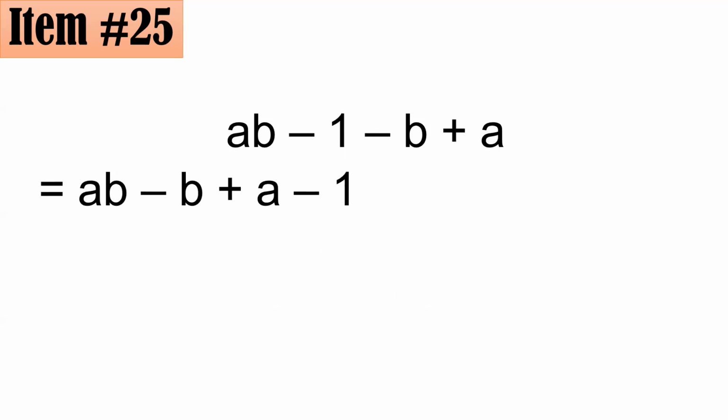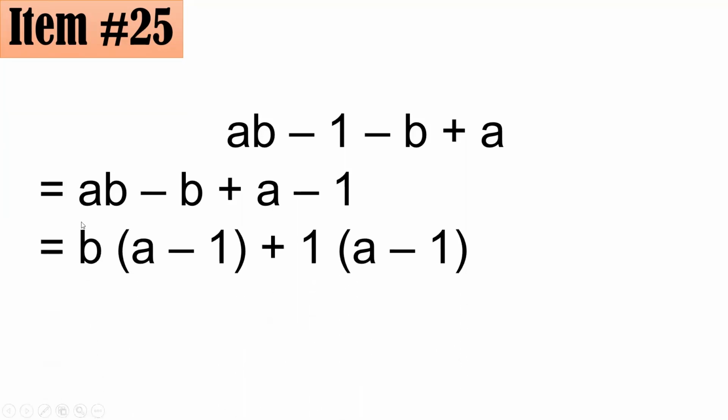And for this one, I rearrange the terms first, no? So, yung AB minus B plus A minus 1. I just rearrange the terms po. And then, I made this one as I group them. Yung AB minus B, I group them. And yung GCF ng AB at saka ni negative B ay B, di po ba?